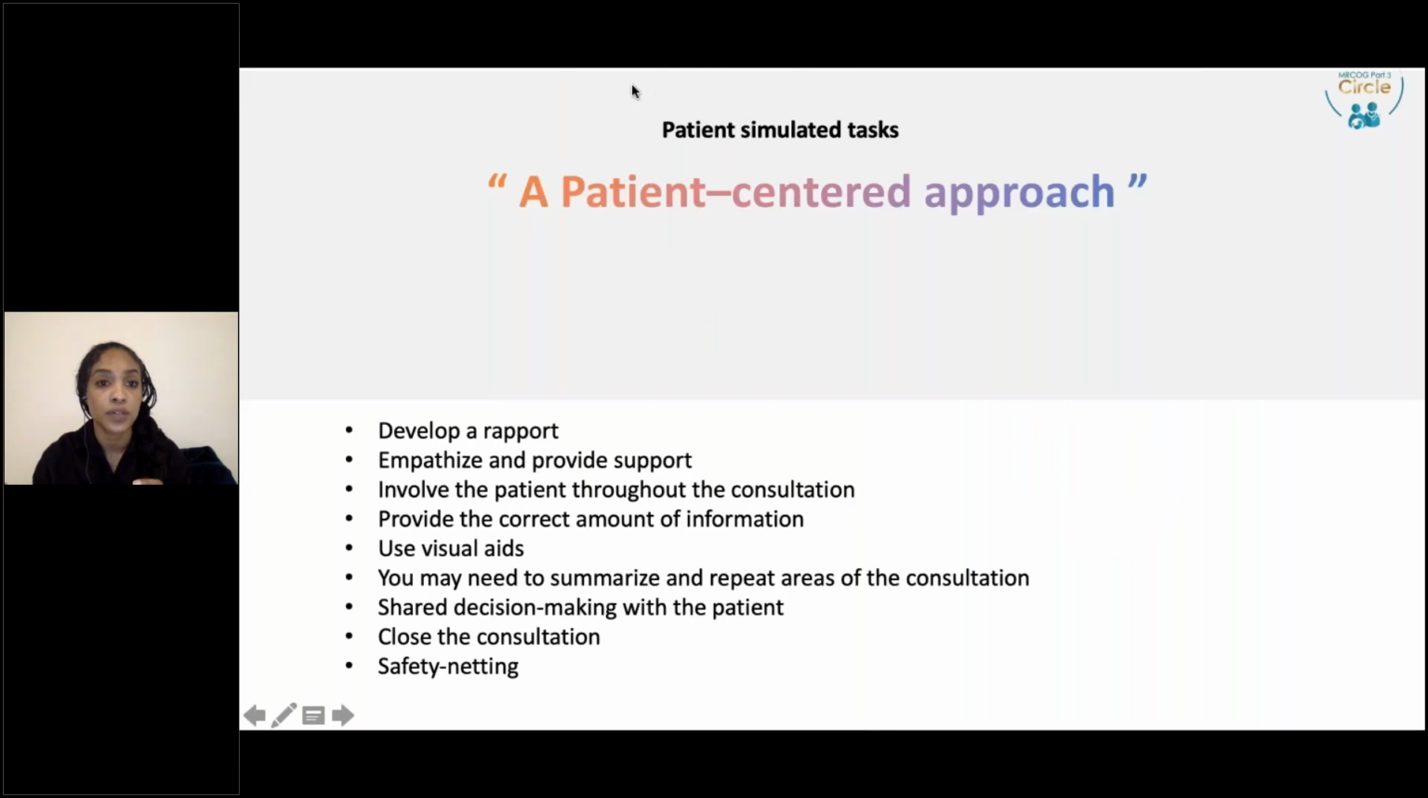Now, I'm going to talk a little bit about patient-simulated tasks when you do counsel patients. Usually what they care for is that it has to be a patient-centered approach, meaning that you're involving the patient more in your discussion, no matter what the case scenario is. Even when you're taking history, it has to be a patient-centered approach. When you're explaining test results, it has to be a patient-centered approach. When you are talking about management plan, it has to be a patient-centered approach.